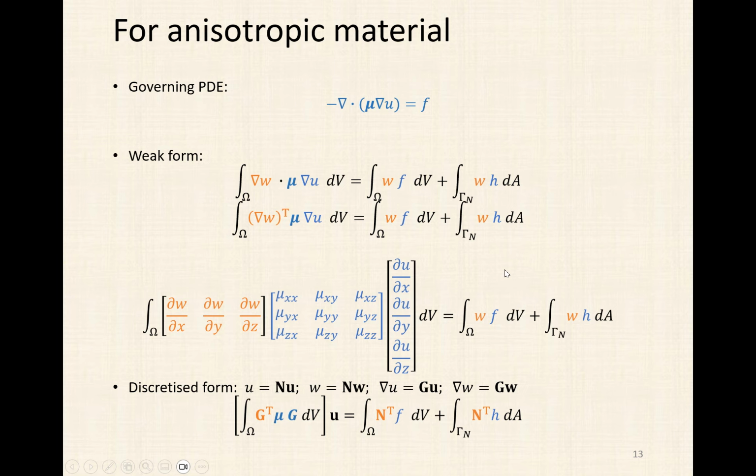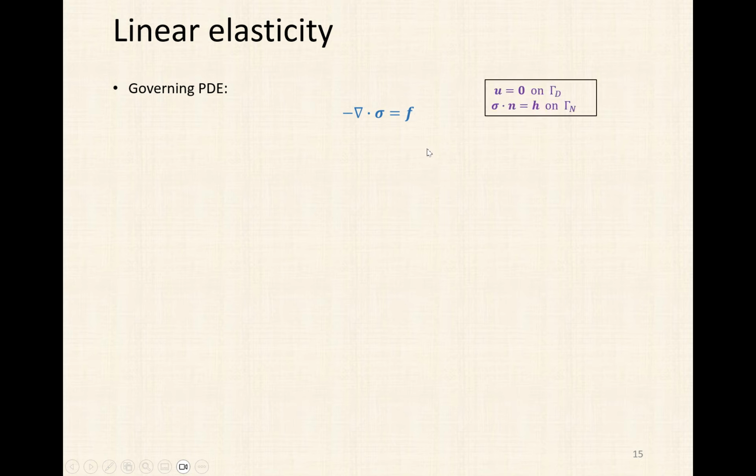Okay. Now similarly we can extend, like we can derive the weak form for linear elasticity. So for the linear elasticity, this is our governing PDE. Here sigma is the Cauchy stress tensor and F is the body force, like the gravity, and we have the boundary conditions: the homogeneous boundary condition, that is a fixed support on the Dirichlet boundary, and a specified traction on the Neumann boundary.